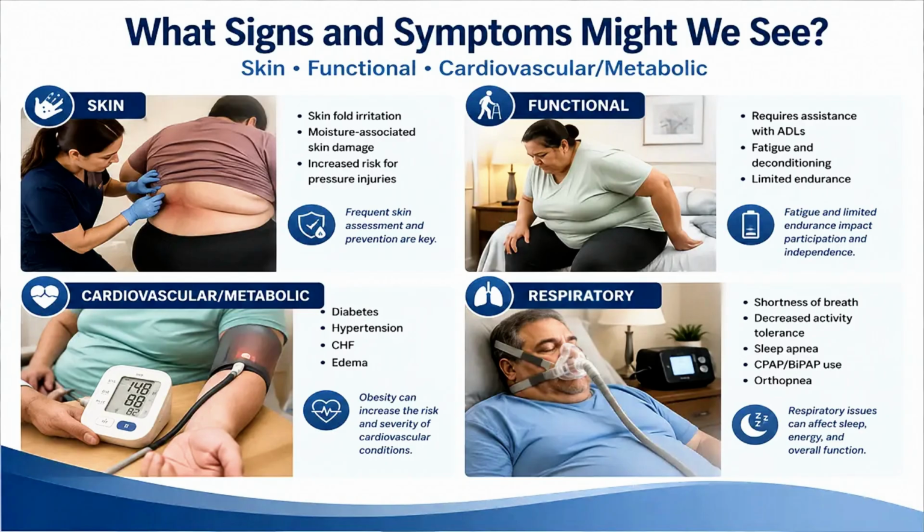In addition to respiratory and mobility concerns, morbid obesity can affect several other areas as well. Residents may be at higher risk for skin issues, such as skin fold irritation, moisture-related skin damage, or pressure injuries. You may also notice that residents tire more easily, have limited endurance, or require more assistance with daily activities. It's also common to see conditions such as diabetes, hypertension, heart failure, or edema occurring alongside obesity.